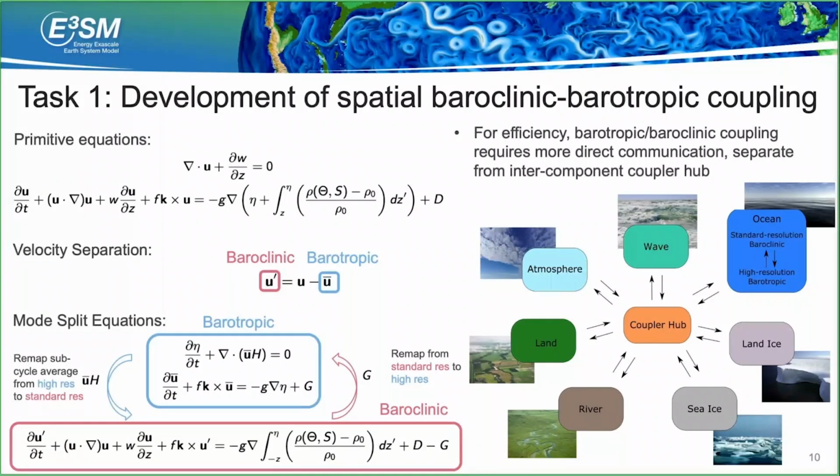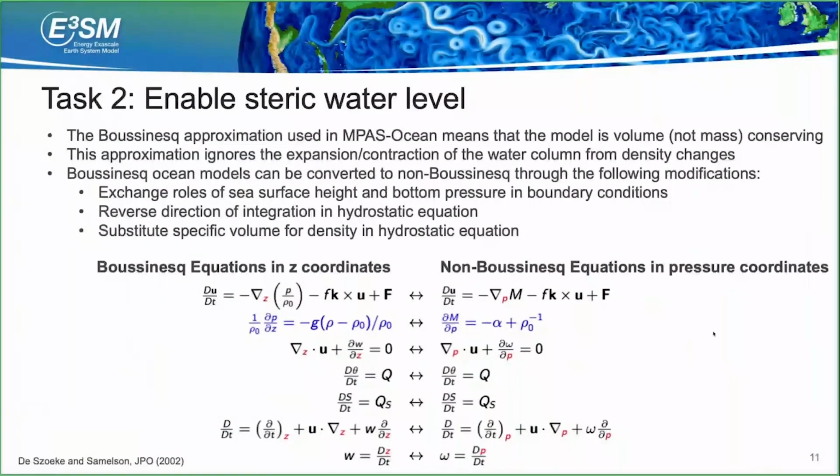The second task we have in mind is to enable a representation of steric water level changes. Right now, we're not able to do that due to the Boussinesq approximation used in MPAS Ocean, which means that we conserve volume and not mass. And so we don't get the contribution of expansion and contraction of the water column from density changes. It turns out there's a parallel between the Boussinesq equations and z coordinates and the non-Boussinesq equations and pressure coordinates, if you exchange the roles of sea surface height and bottom pressure and change how you calculate the hydrostatic pressure.